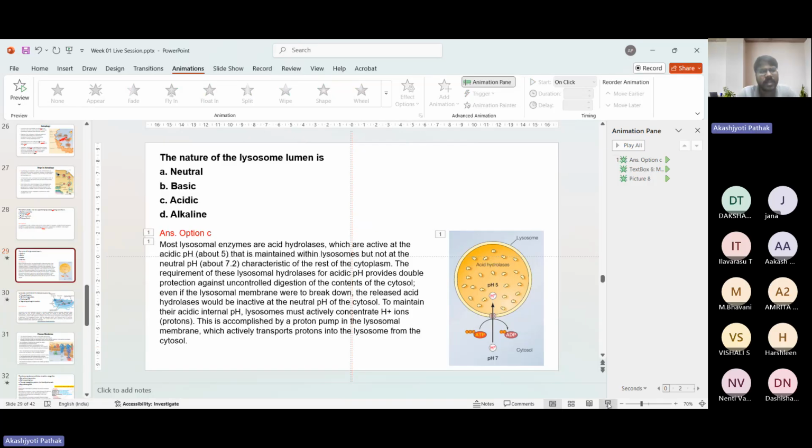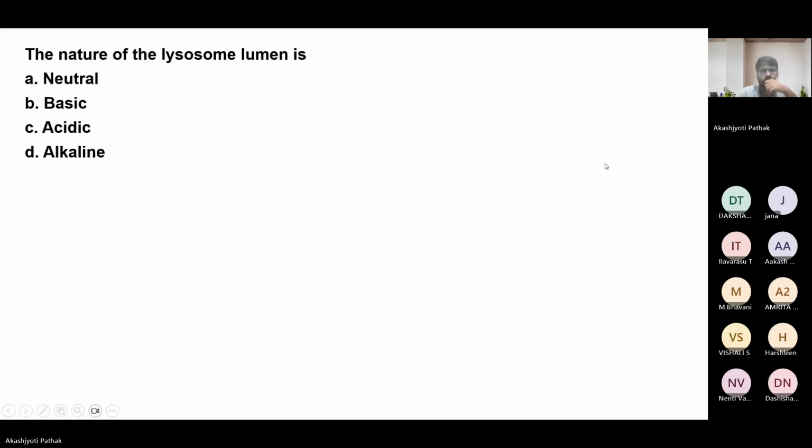You now answer this question. The nature of the lysosomal lumen is what? So just now we discussed what is the nature of the lysosomal lumen. So it is acidic, right? Acidic. Why is it acidic?